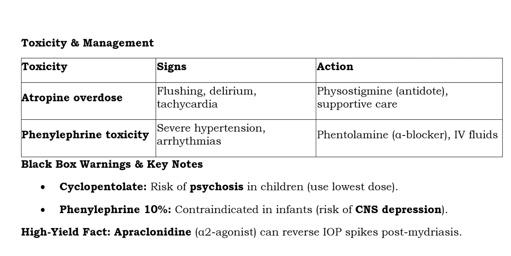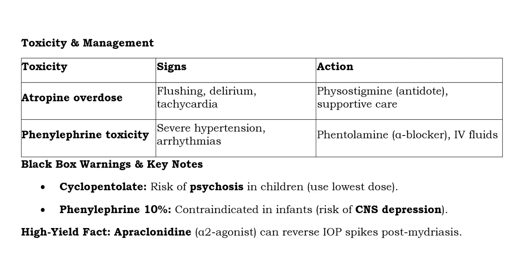Recognizing the signs is first. For atropine overdose, flushing, delirium, fast heart rate are classic. And the fix? The antidote is physostigmine, given carefully under medical supervision, plus supportive care. Okay. And phenylephrine toxicity? Signs would be severe hypertension, maybe cardiac arrhythmias. Management involves using phentolamine, that's an alpha blocker, to counteract the effect, plus supportive care like IV fluids.